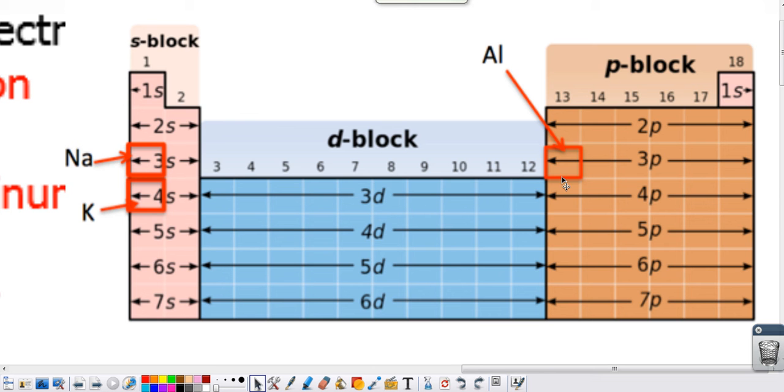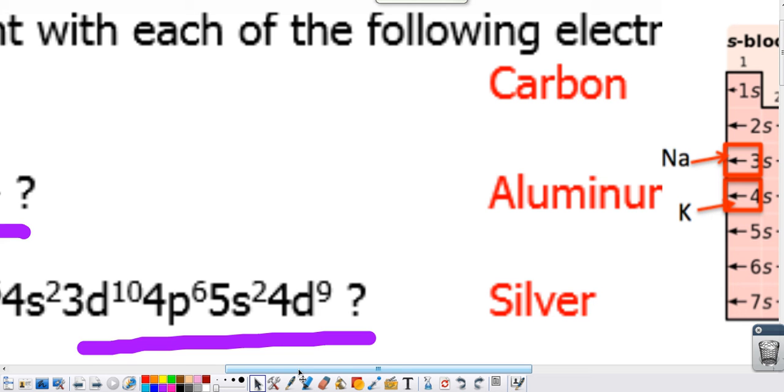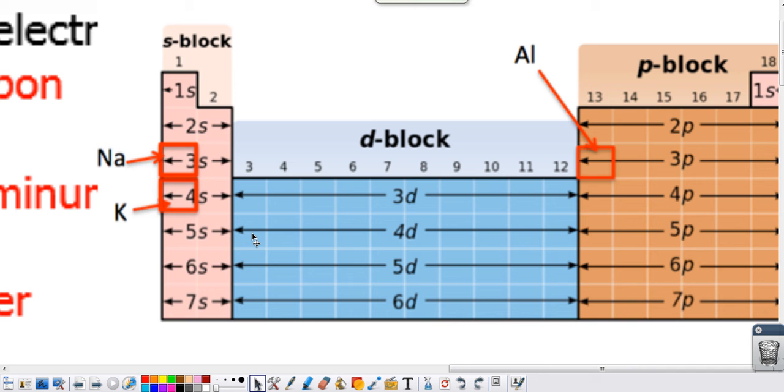So 4D9, that would be 5 layers down because the D's are always off by 1 and it's the 9th element over. So I'm pointing at it, and the element that would be 9 over in that zone is silver.